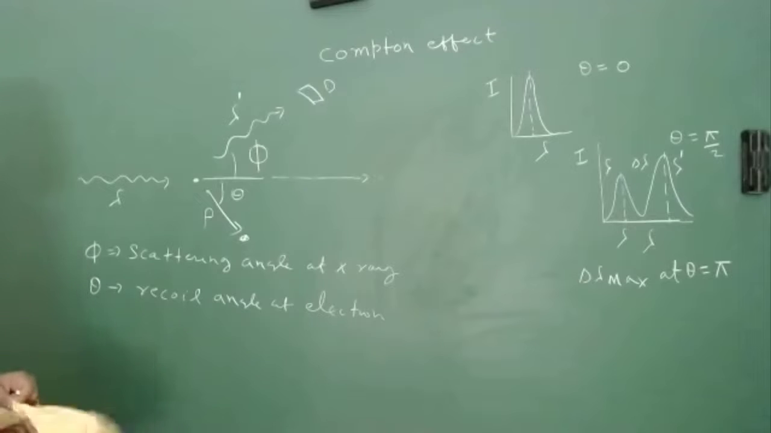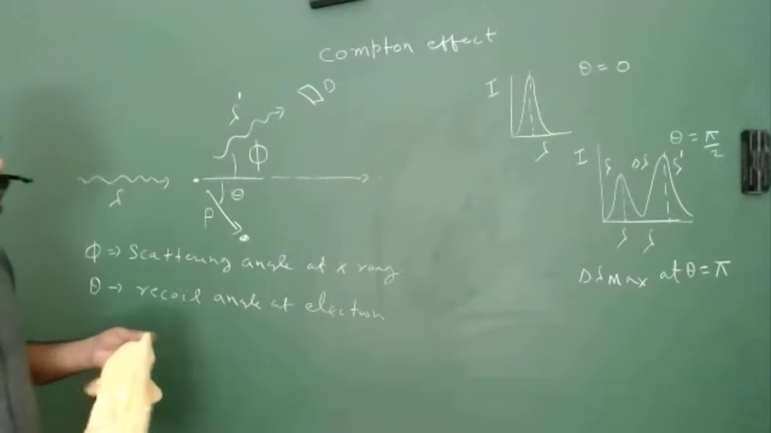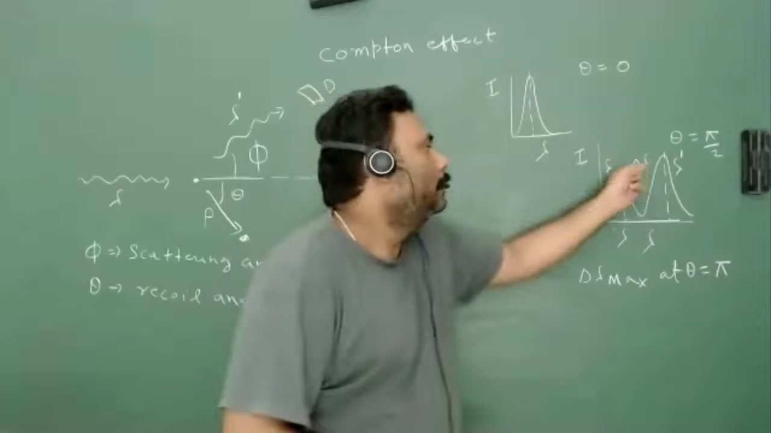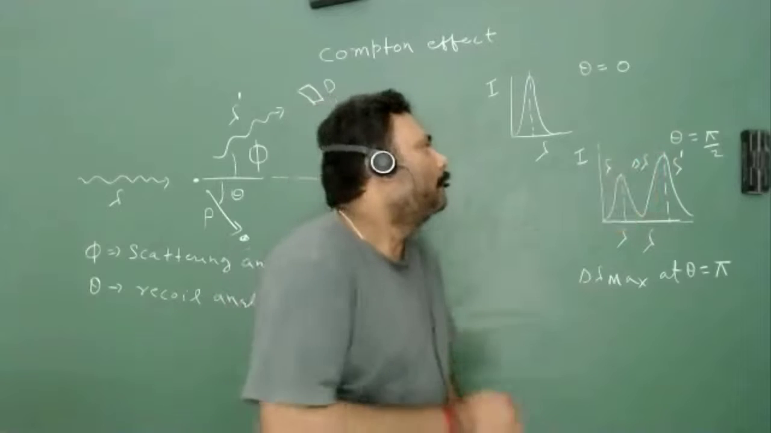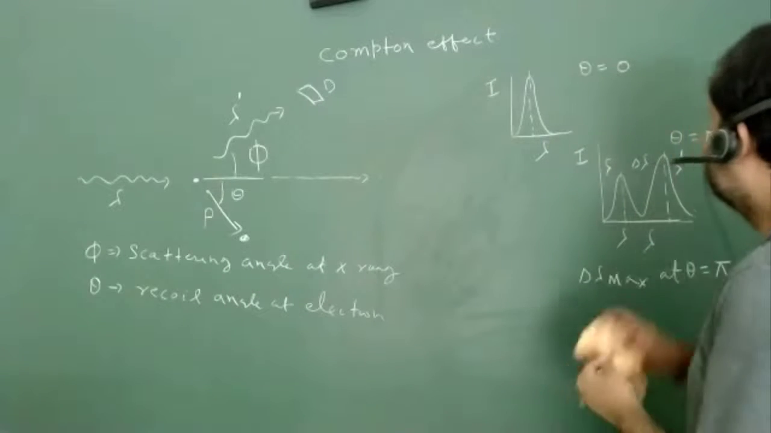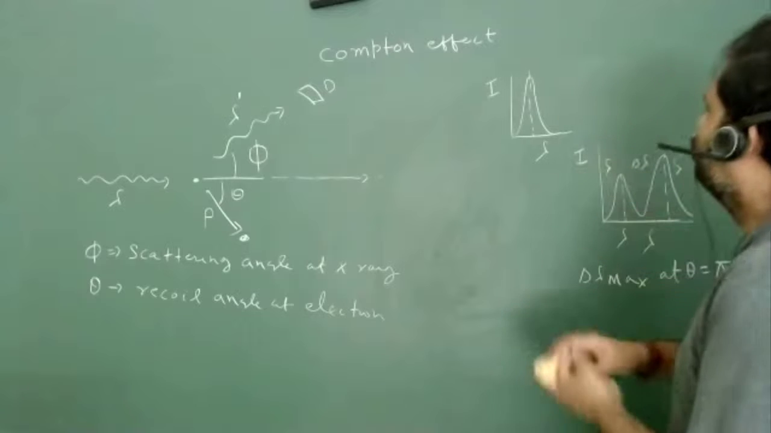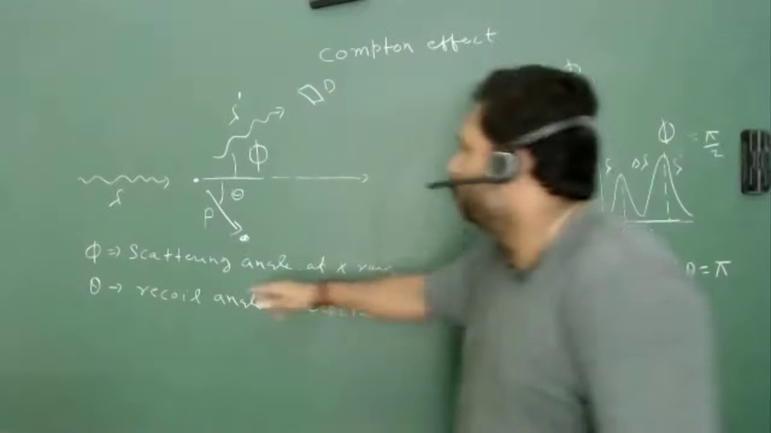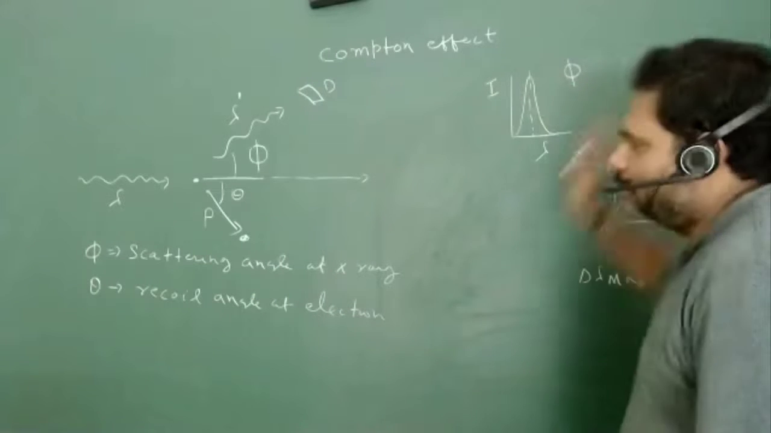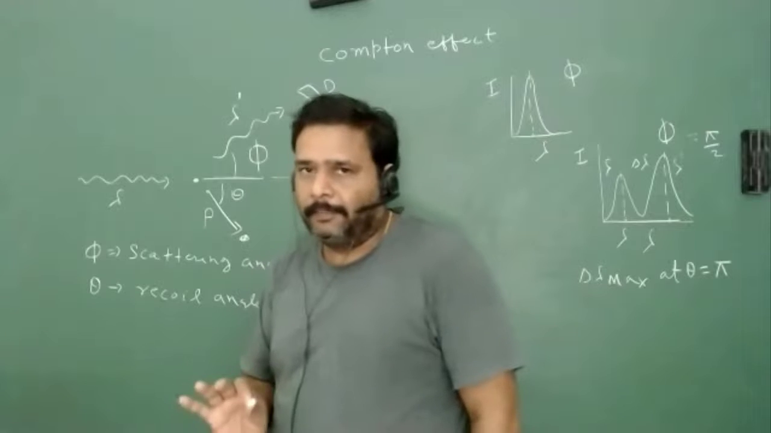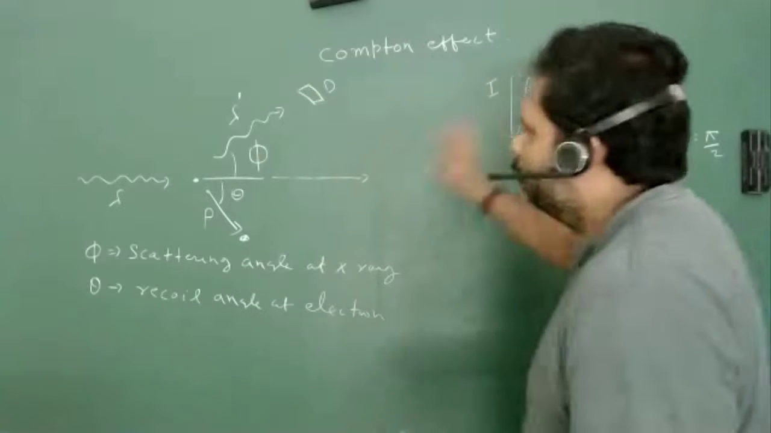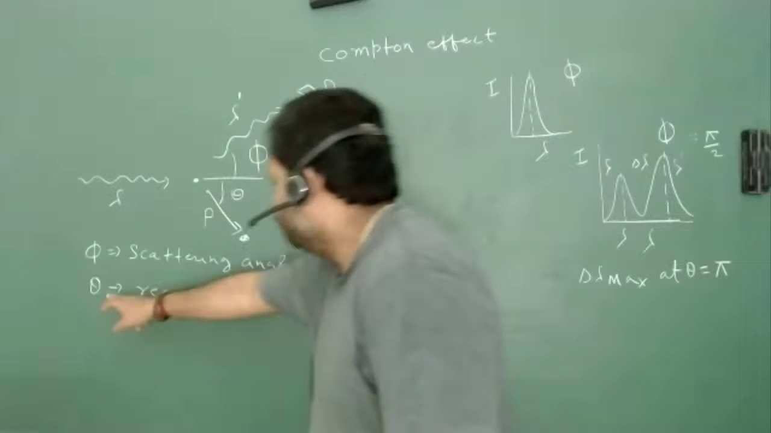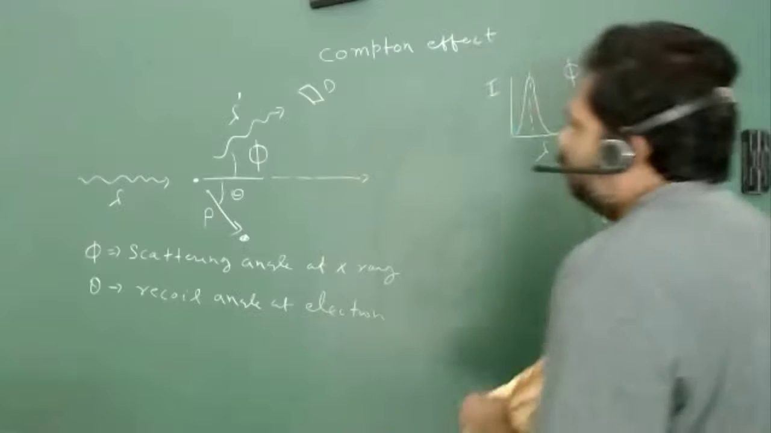First we will go for conservation of momentum, then conservation of energy, and then we will see how delta lambda will be a function of phi. So my scattering angle is phi. In this calculation I take phi as the scattering angle and theta as the recoil angle. Initially I had taken theta, but for the calculation I have written phi as the scattering angle and theta as the recoil angle. So let's go for this.